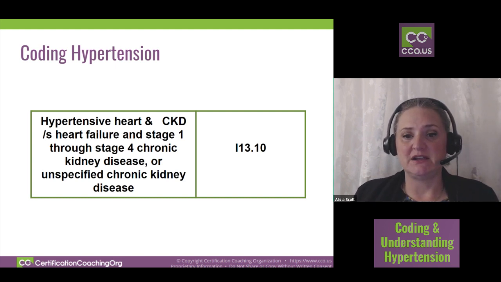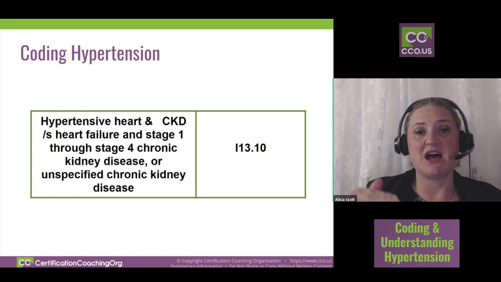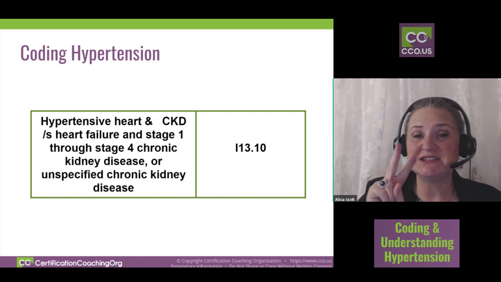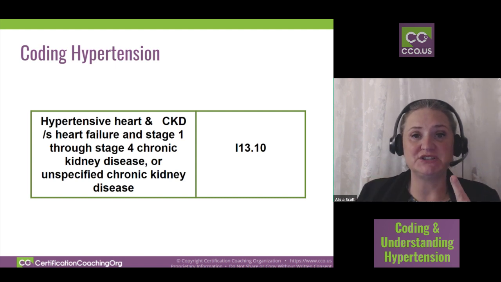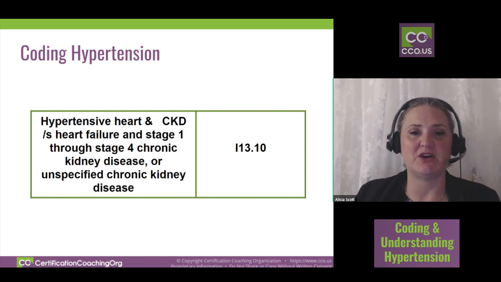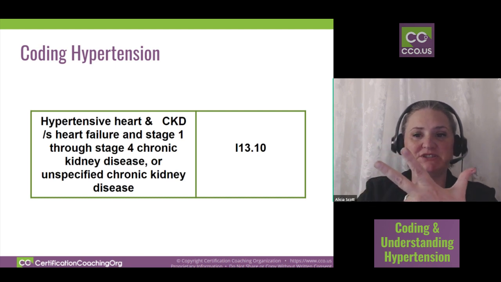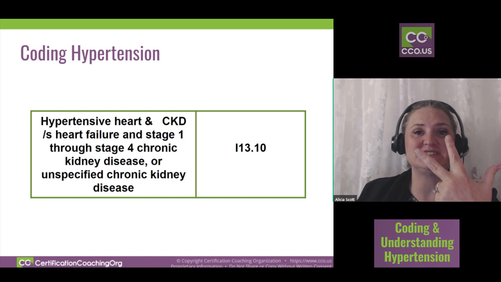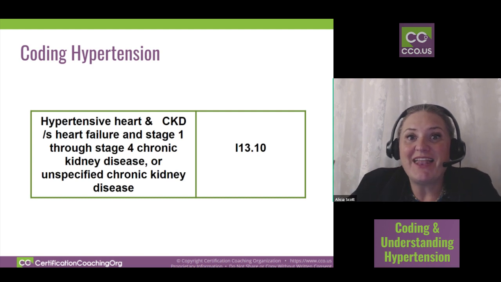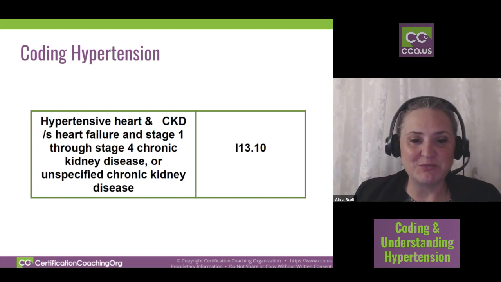How do you differentiate the I12 from the I13? Well, I've got a simple way to remember it. If you see I12 codes, that means you have two things happening. You have hypertension and you have CKD. Very good, right? Two things. If you see I13, you have three things going on. You have hypertension, CKD, and heart disease. Three things. Therefore, it's a 3. Easy to remember, right? I like that. That's all you have to remember.